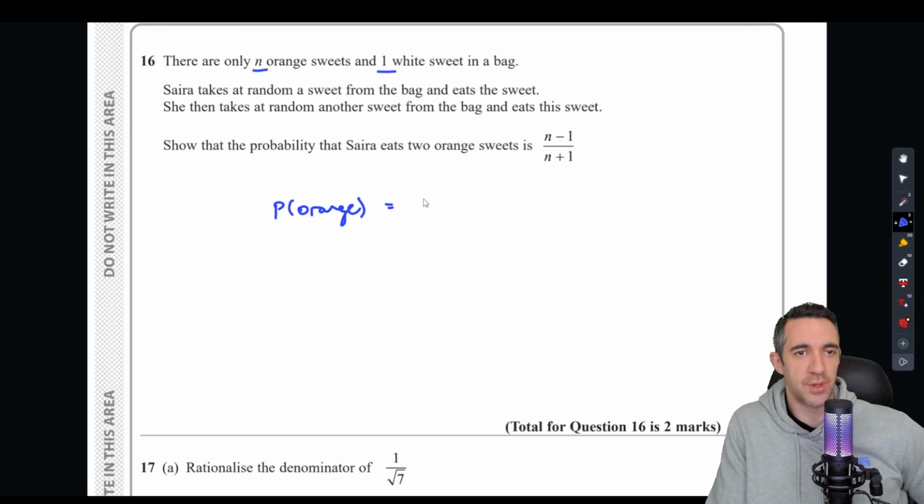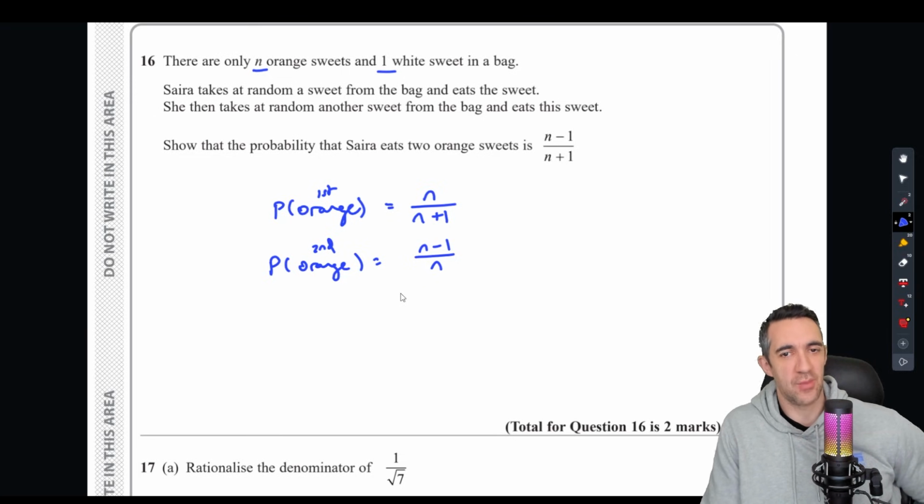for the first sweet would be, what is it? N orange sweets, and there would be n plus 1 in total. So n orange and the 1. So that's our probability of orange. And then the next time, so first orange, then second orange would then be n minus 1 over n. Right? So there's my probabilities. And then I would normally multiply them together.